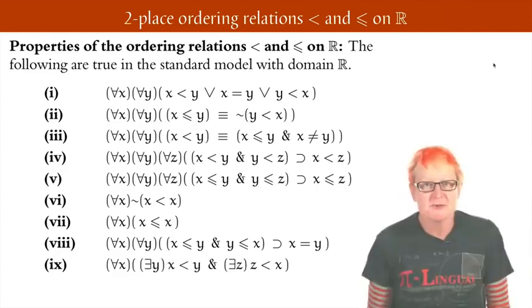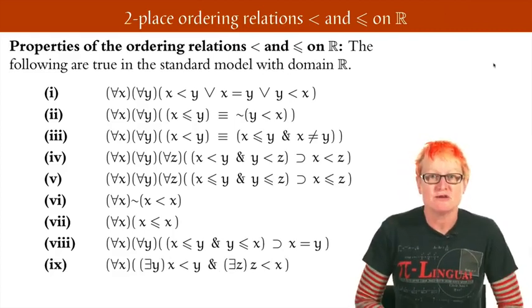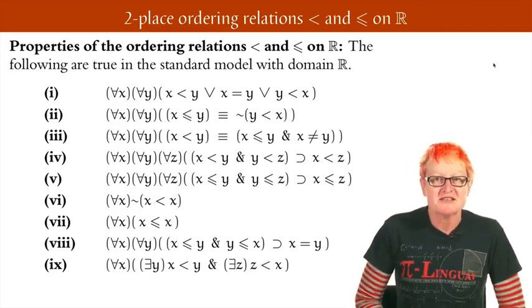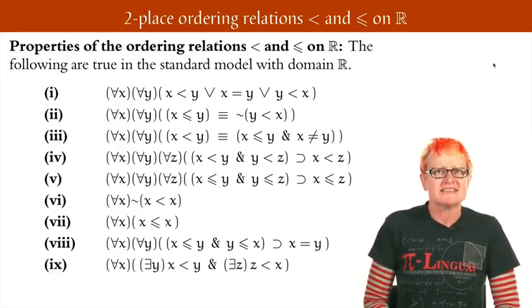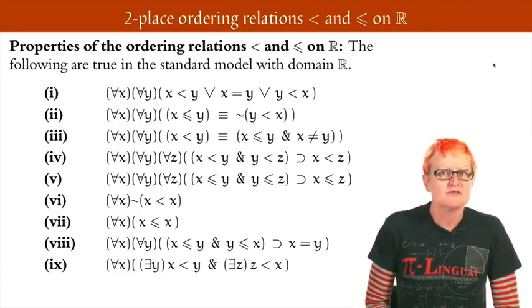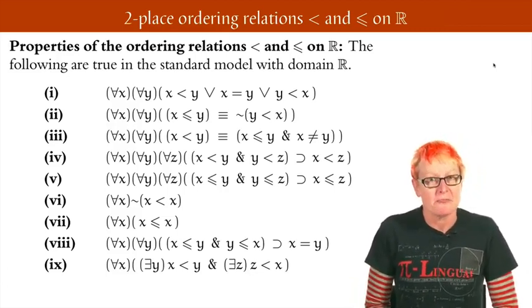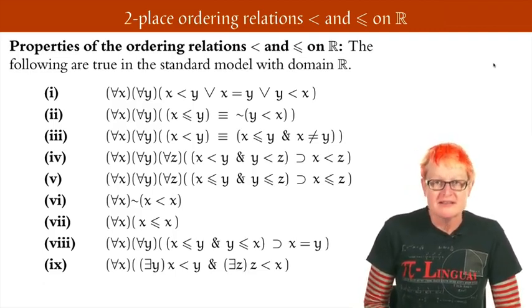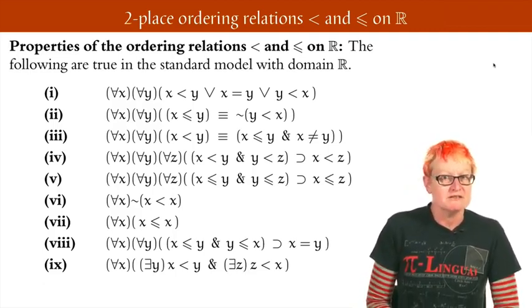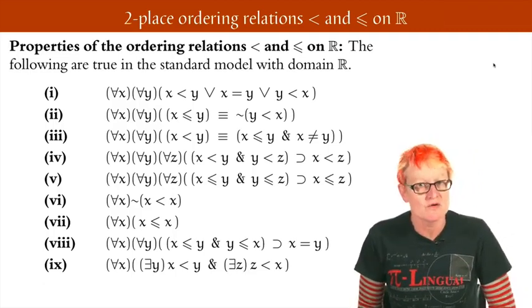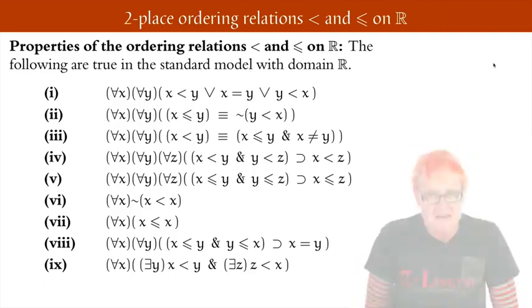Formula Roman 9 expresses the bi-infinite property of the ordering. For every x, there exists a y such that x is less than y, and there also exists a z such that z is less than x. The for all, there exists quantifier combination, together with the transitivity of the ordering, guarantees infinity in both directions.